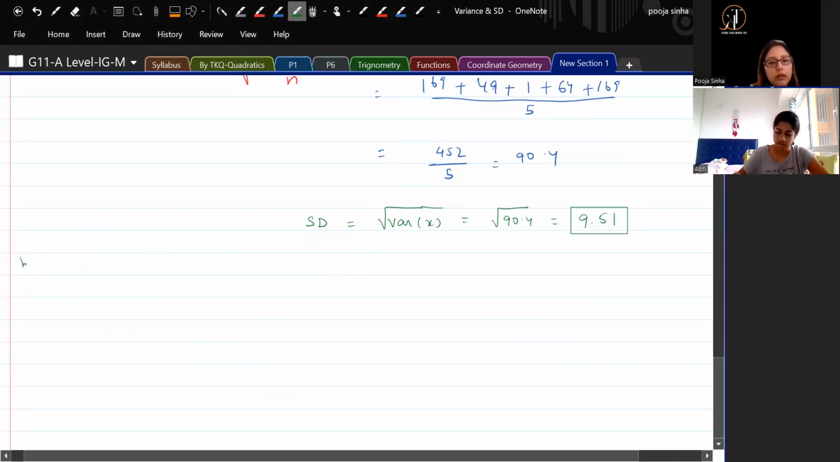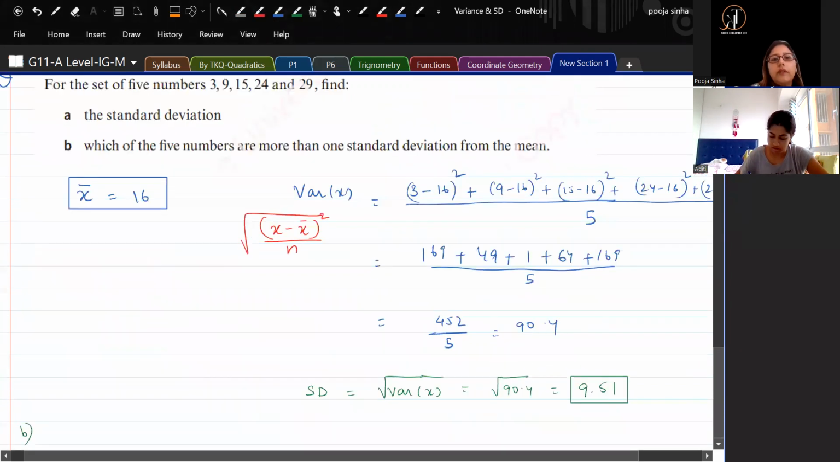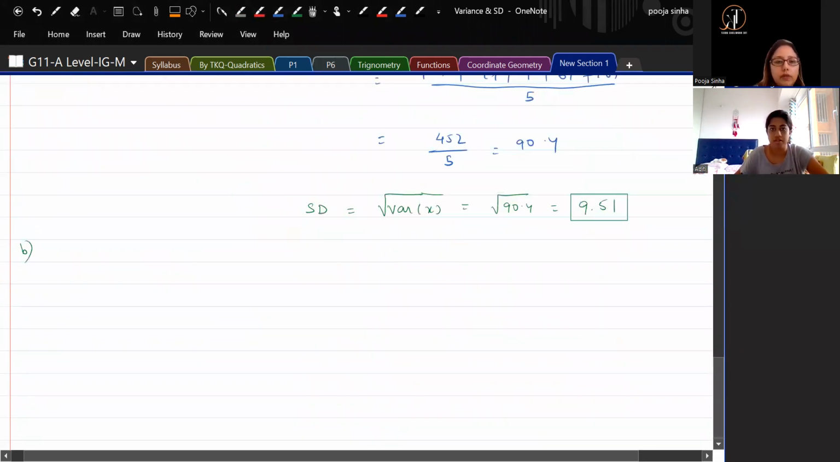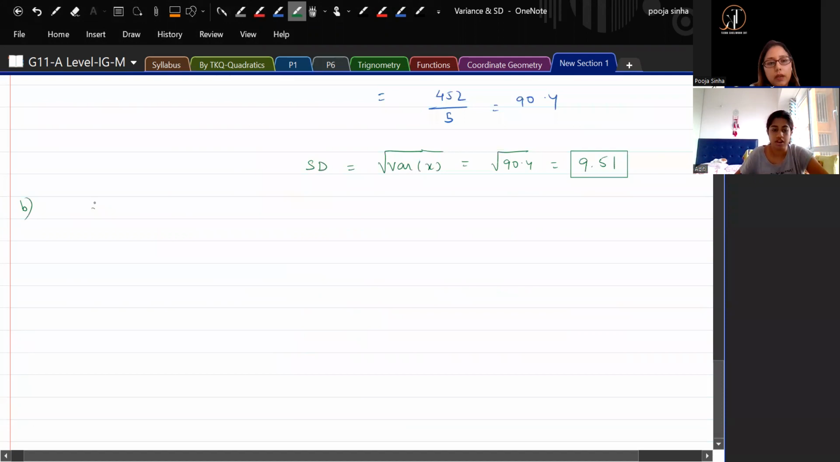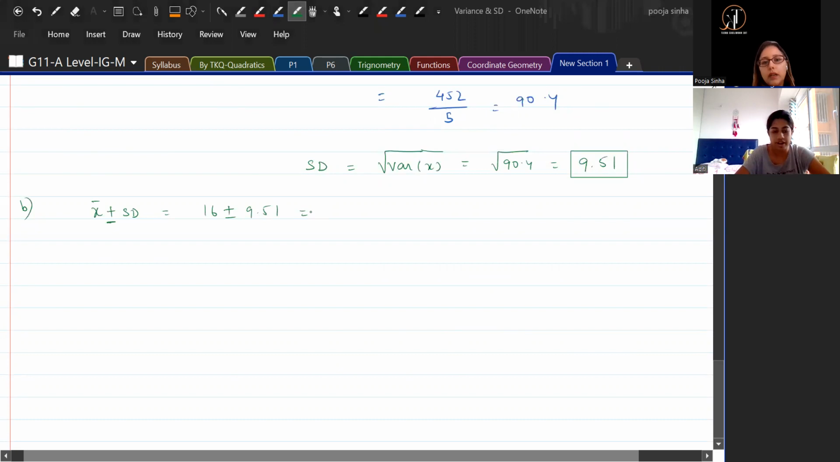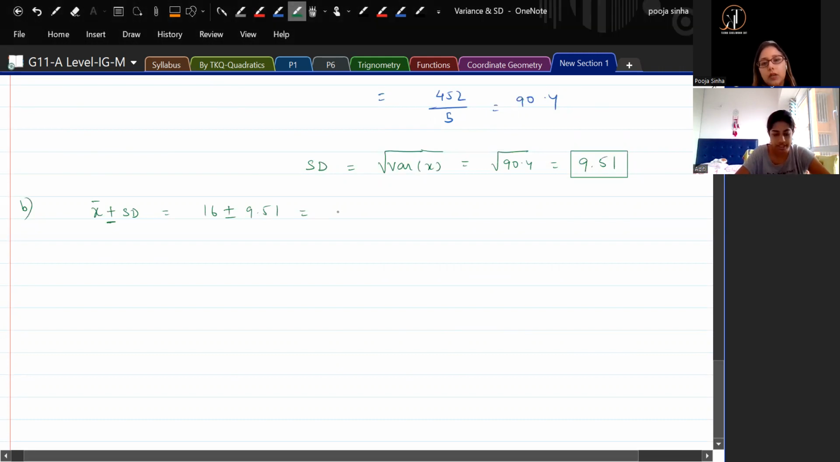Which of the 5 numbers are more than 1 standard deviation from the mean? So mean plus standard deviation. So mean plus minus standard deviation, because it can be on both sides, right? So mean was 16. If I'm getting 25.51, and if I do the minus sign, then I'm getting 6.49.